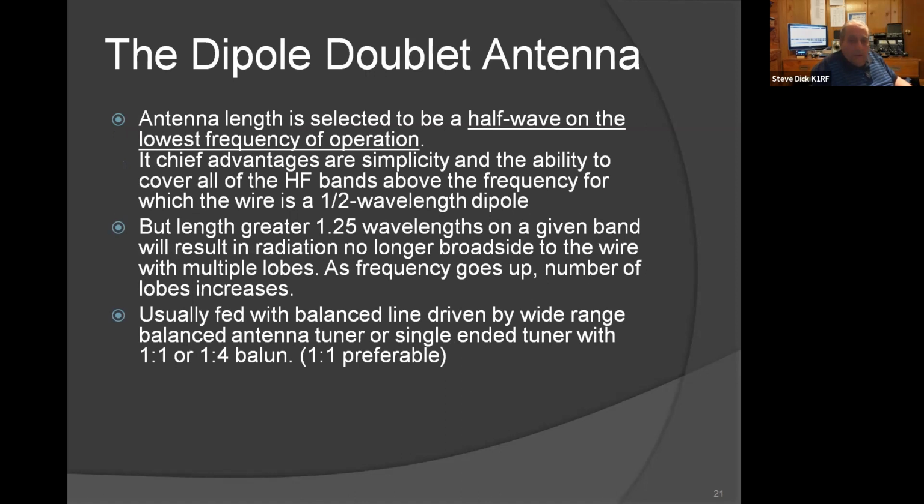Now let's talk about what's called the dipole doublet. Well, that's what Cebik called it. In this type of antenna, length is a half wave on the lowest frequency of operation. That's pretty well known and pretty common, and a lot of people use it. Its chief advantages are simplicity and the ability to cover all high frequency bands above the one on which the wire is a half wave. However, it has some disadvantages. If the length is greater than 1 1/4 wavelengths on a given band, the radiation stops being broadside to the wire, and you start developing multiple lobes. And as frequency goes up, the number of lobes increases. It's usually fed with balanced line, driven by a wide range balanced tuner, or a single-ended tuner with a balun, which could be a 1-to-1 or 1-to-4 balun. 1-to-1 is actually preferable.